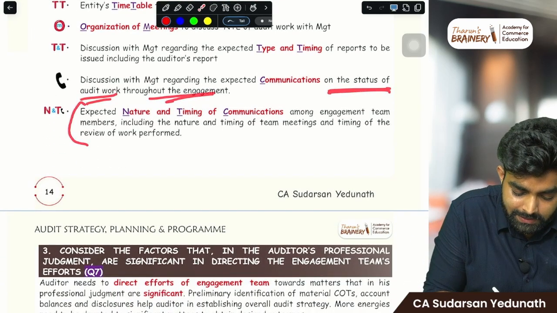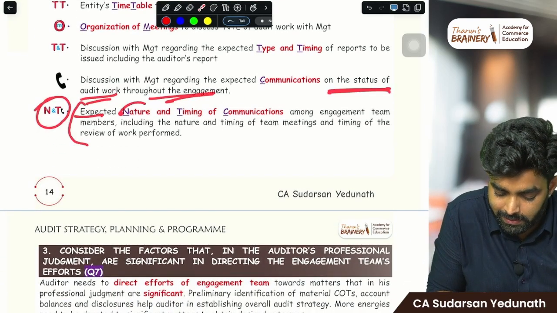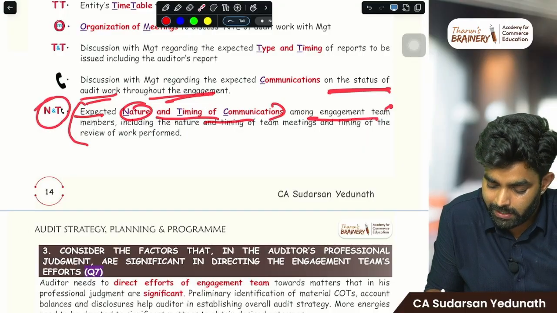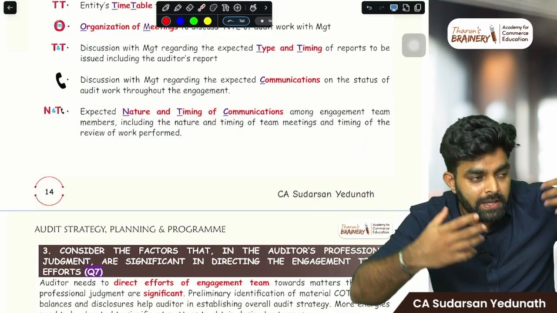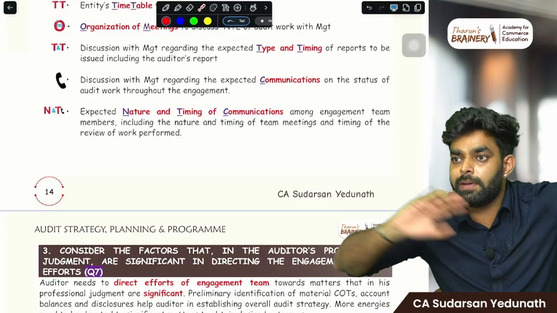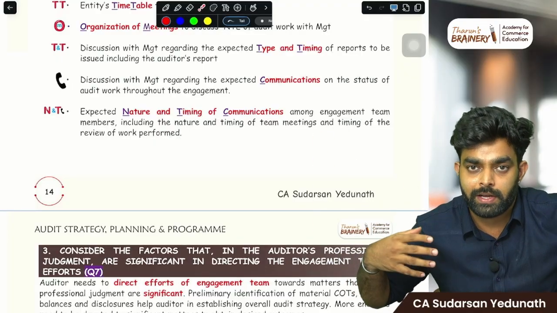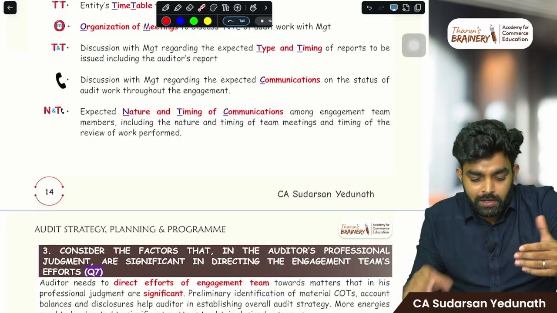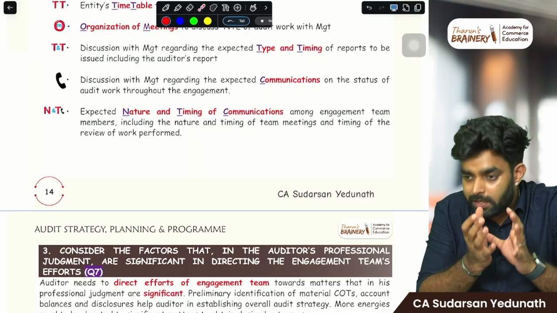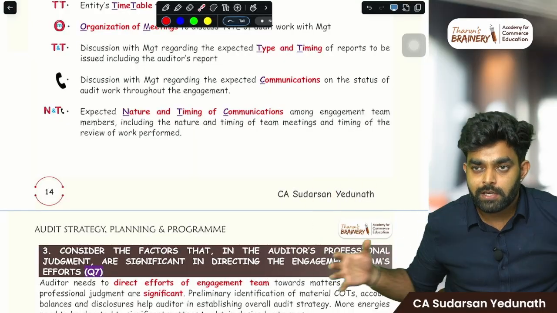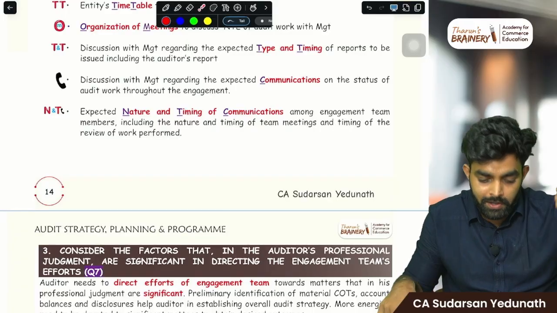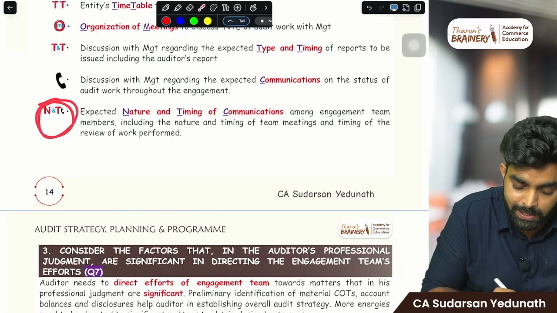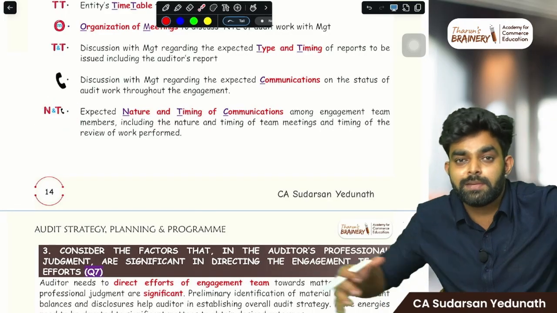Okay, then nature and timing of communication. Expected nature and timing of communication among engagement team members. Your auditing members are there, right? Weekly once, everyone. Now everyone will be in a different department doing different auditing of one company itself. But there should be a timing of communication between the engagement team members. They should all come together, sit and discuss what we identified this week. So you have to discuss the nature and timing of communication among engagement team members.